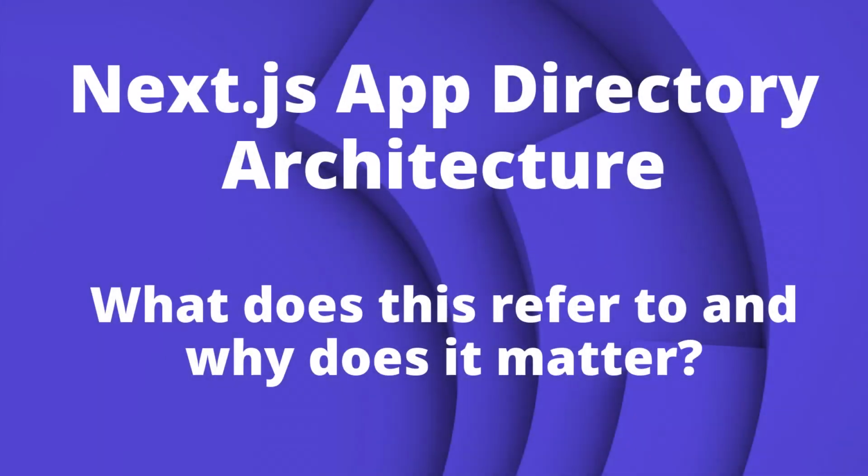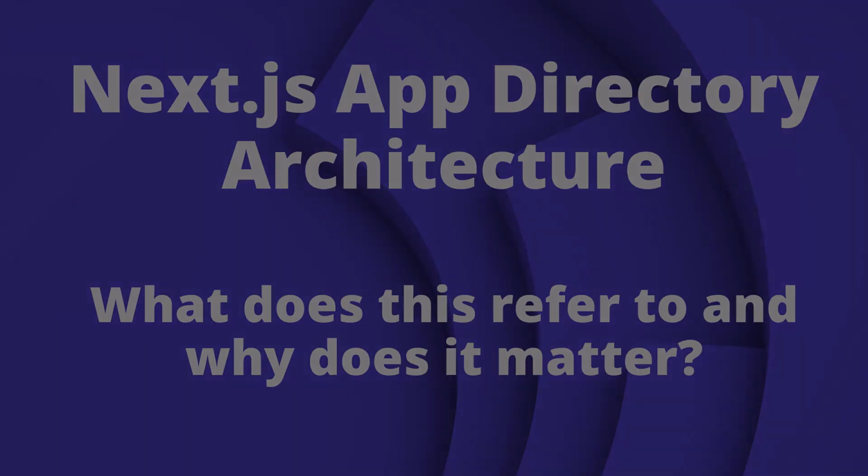First off, I want to talk about the app directory architecture. What does this refer to and why does it matter? The app directory refers to a new architecture for building Next.js applications. It's still in beta, but looks like it will soon be the recommended way to build with Next.js. One of the big changes in the app directory is that components are going to be React Server components by default. A React Server component is a component that is built entirely on the server. These components leverage the server infrastructure, leading to faster page loads and smaller JavaScript bundle sizes.